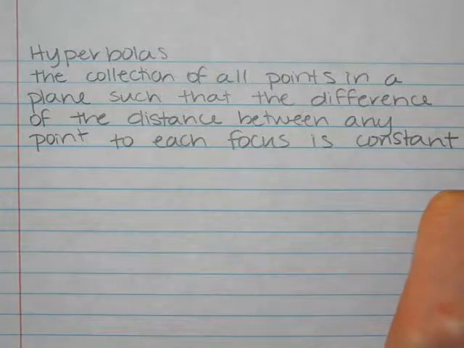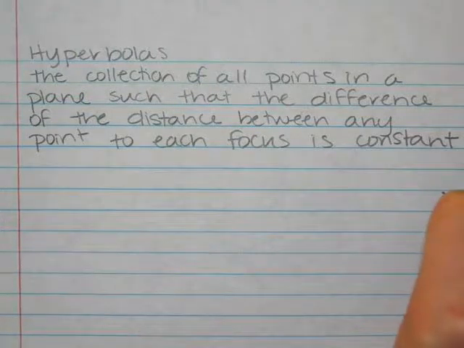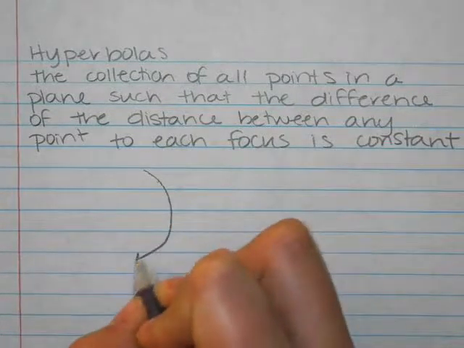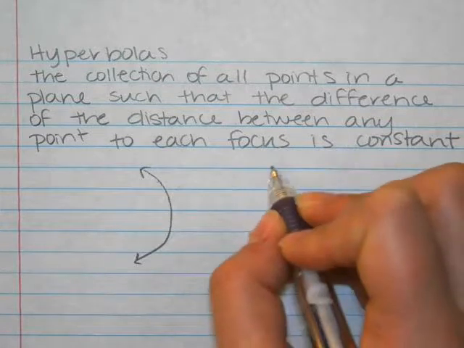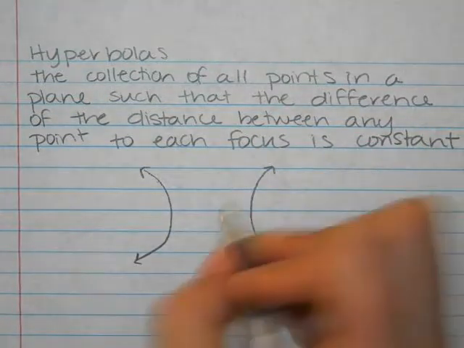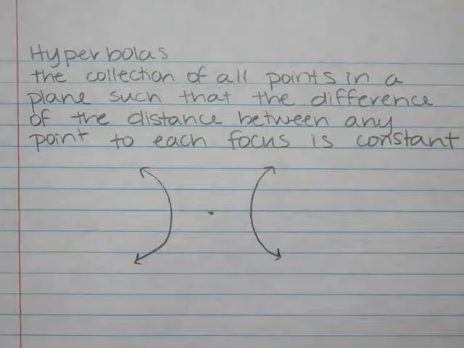So this time, instead of finding two distances and adding them together, like we did on an ellipse, we're going to take two distances and we're going to subtract them. Okay? So we're writing that down. We're going to draw a little sketch of a hyperbola. So the center of the hyperbola is right there.